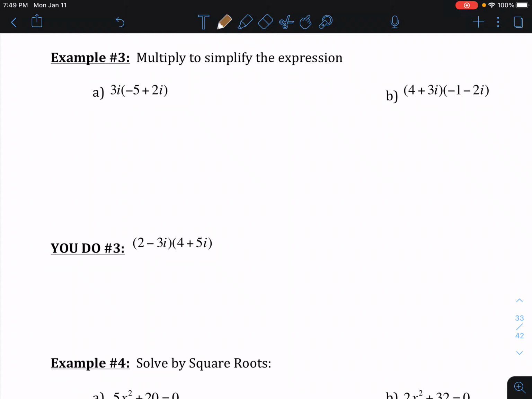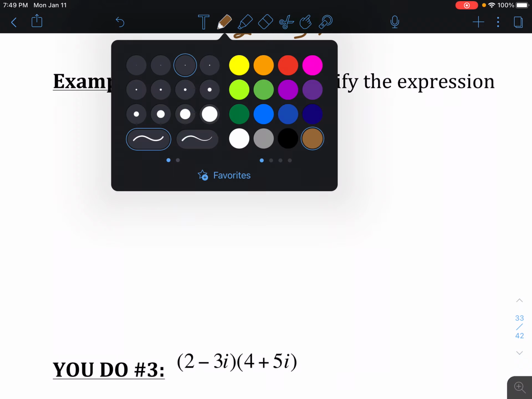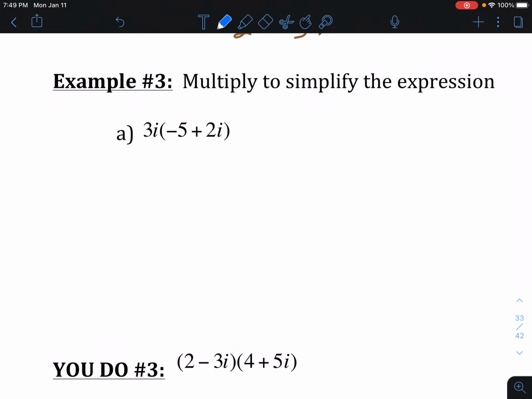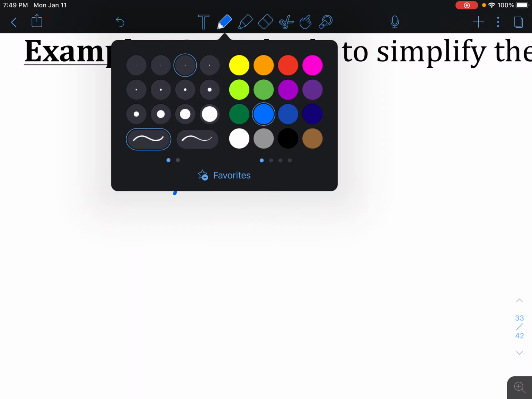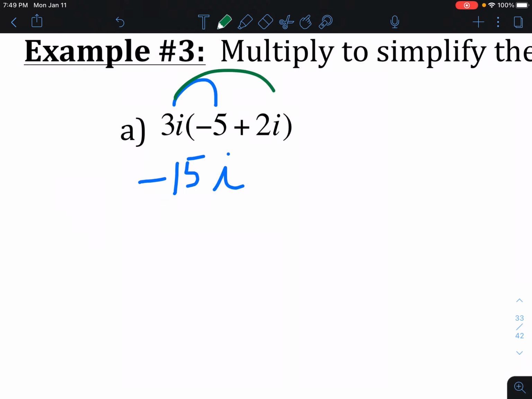Okay, next up, we're going to learn how to multiply complex numbers. So this is where our property, that earlier we learned, that i squared turns into negative 1, is finally going to come into play here. So think of this as x's when you begin. You know, we would distribute here, right? 3i times negative 5 would be negative 15i. And then you would multiply again. 3i times 2i would be plus 6i squared.